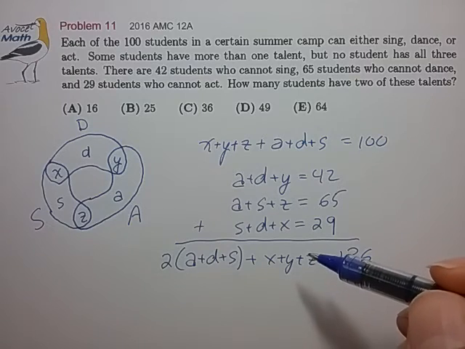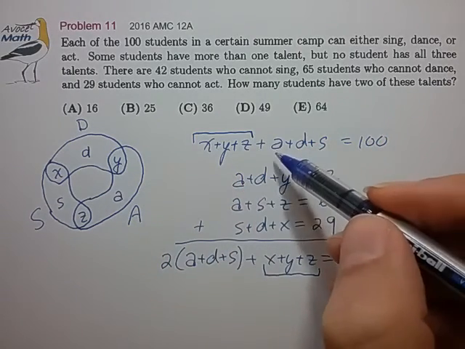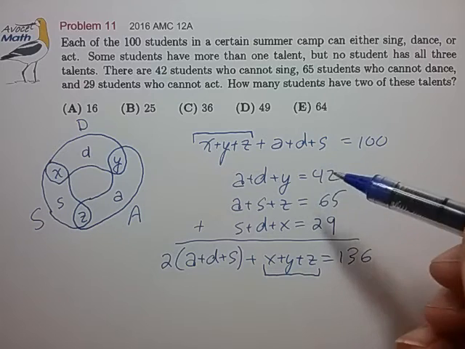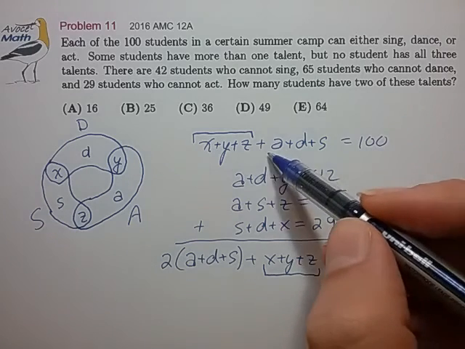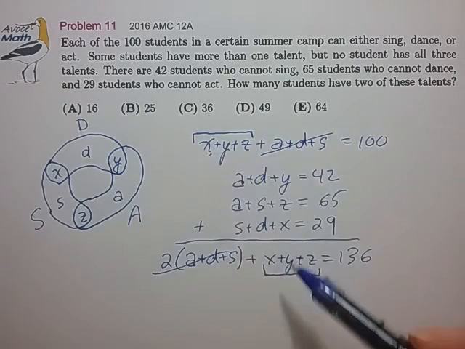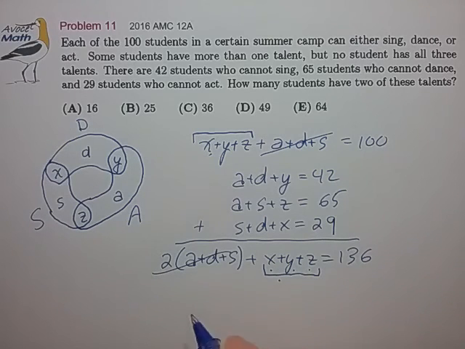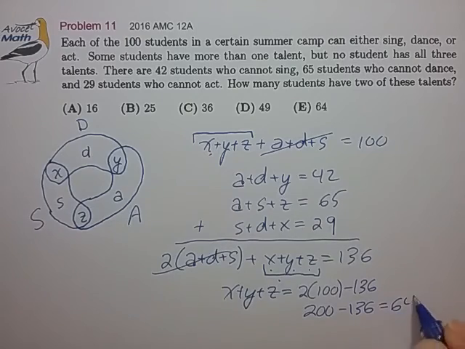Okay, so now I really see a good opportunity here. We have the grouping X plus Y plus Z, and the grouping A plus D plus S. So I see an opportunity to take the top equation, multiply it by 2, and subtract the bottom equation, and that'll cancel out the terms with A plus D plus S. It'll leave 2 times this term minus this term, which is X plus Y plus Z. So we see that X plus Y plus Z is equal to 2 times 100 minus 136. That's 200 minus 136, which is equal to 64. And that's our answer, E, 64. Anyway, a good example of a three-category Venn diagram problem, and we'll see you at the next video. Bye-bye.